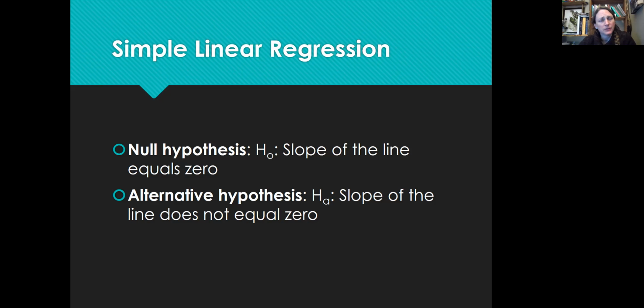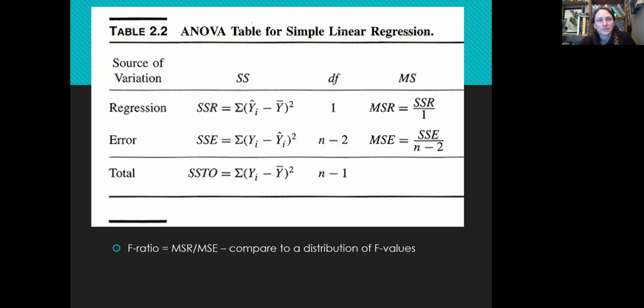Now, for correlation, it's a little bit different. The null hypothesis would be that the two variables are not correlated, and the alternative hypothesis would be that the two variables are correlated. It's almost so silly that I didn't even make up a slide for the correlation hypotheses, but it's important to know that the null hypothesis would be no correlation, kind of just a scatter shot, and that the alternative hypothesis would be a significant correlation.